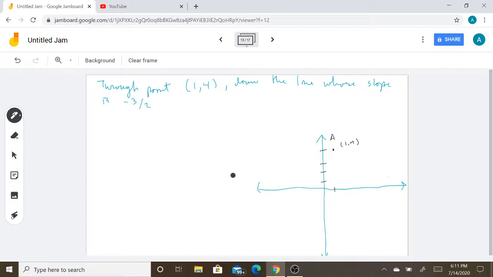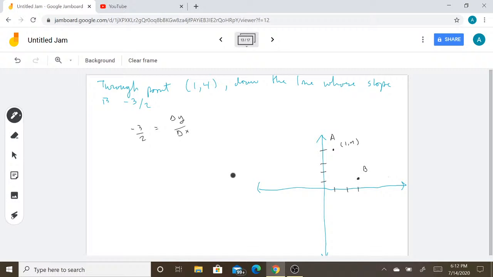Since the slope is negative 3 over 2, we know that the change in y is negative 3, and the change in x is 2, because that's the formula for slope. So we can basically just count and draw points on this line. From point A, we can go down 3, because delta y is negative 3, 1, 2, 3, and then go over 2, 1, 2, and that leads us to this point over here. We can call it B.